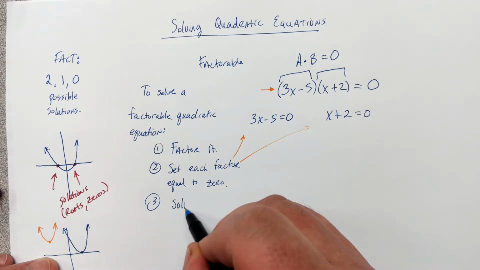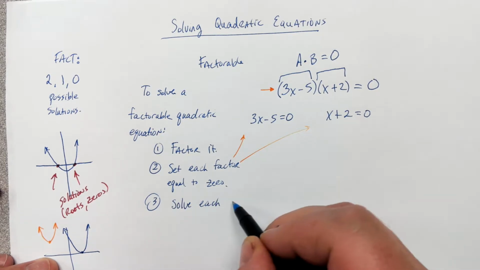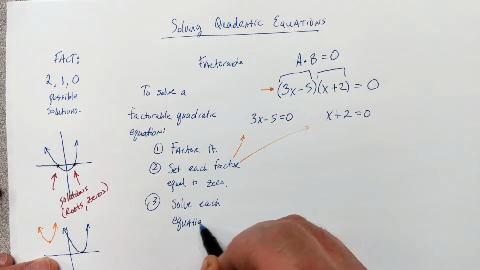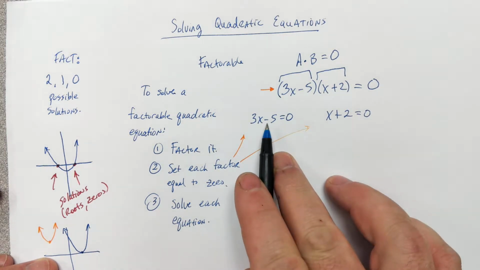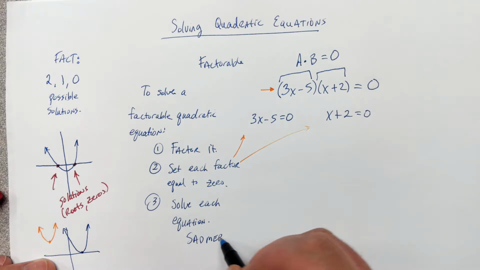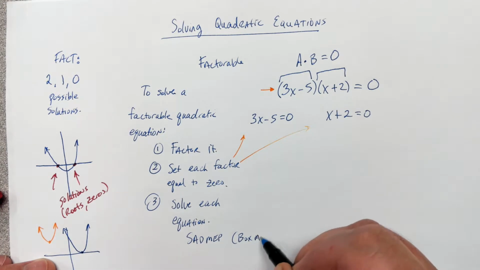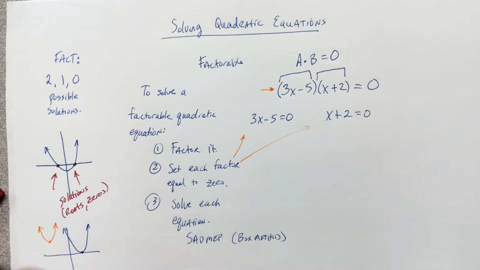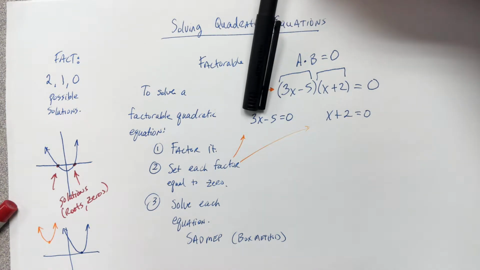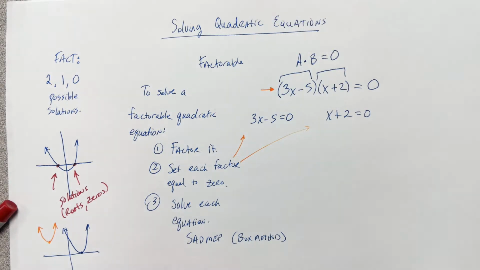You solve each equation. It's like you have 2 problems to solve. So we solve this one, and we solve that one. You know you're going to use SADMAP, right? Or you could use the box method. Remember I showed you guys that one? So like this one right here, if we're going to use the box method, this says what minus 5 is 0. So what does this thing right here have to equal? 5, right? Because 5 minus 5 is 0. So this equals 5.